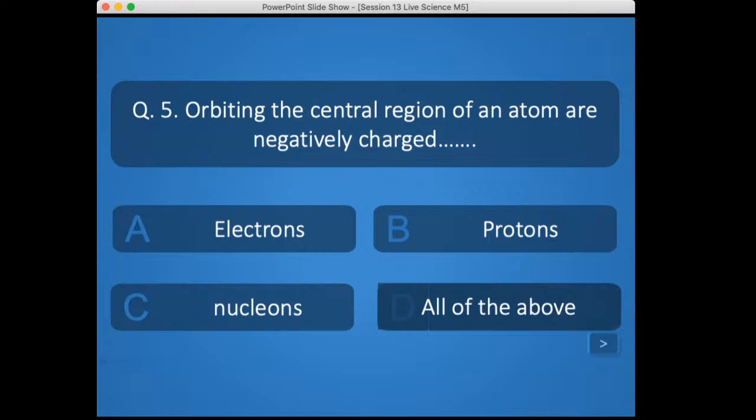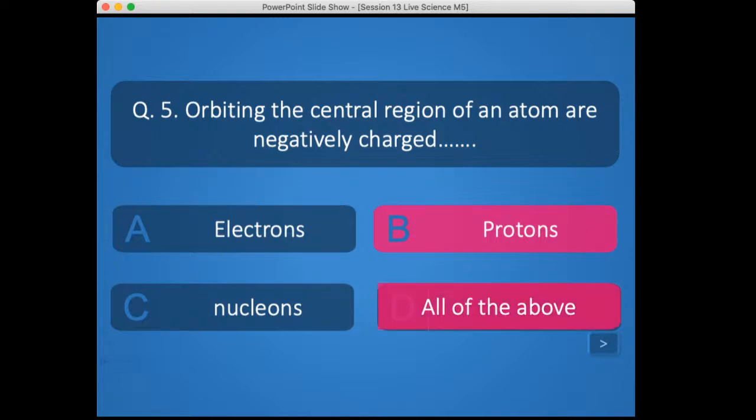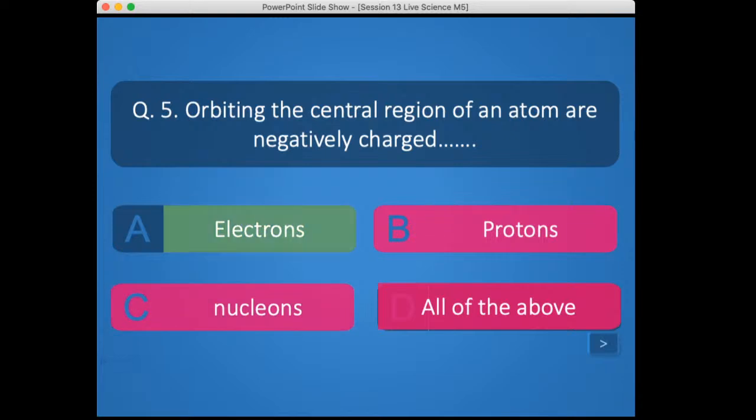Next question. Orbiting the central region of an atom are negatively charged A. Electrons, B. Protons, C. Nucleons, D. All of the above. Protons? No. All of the above? No. Nucleons? No. The correct answer is A. Electrons.